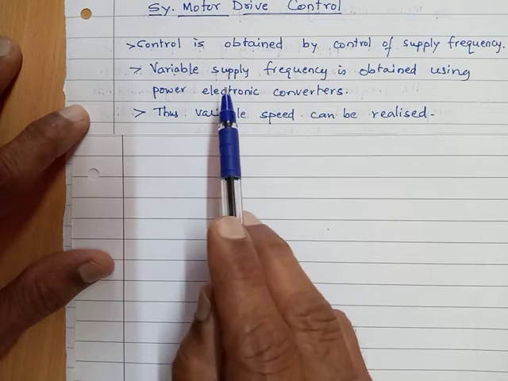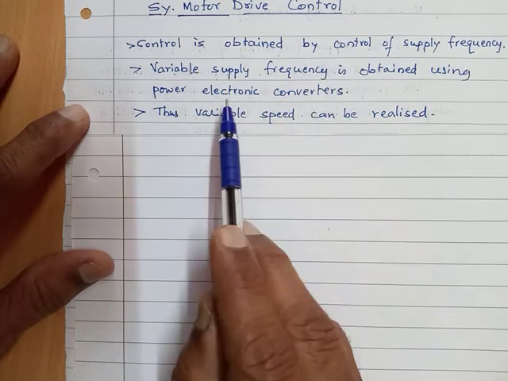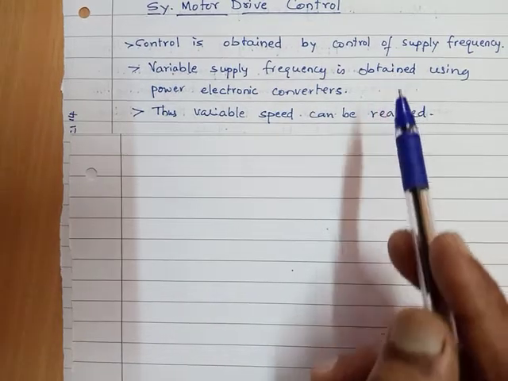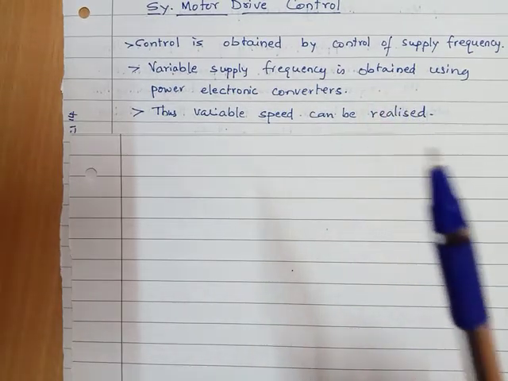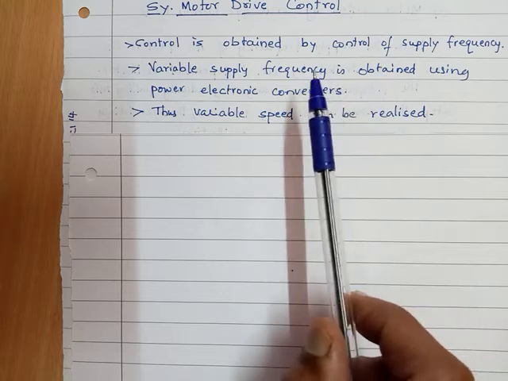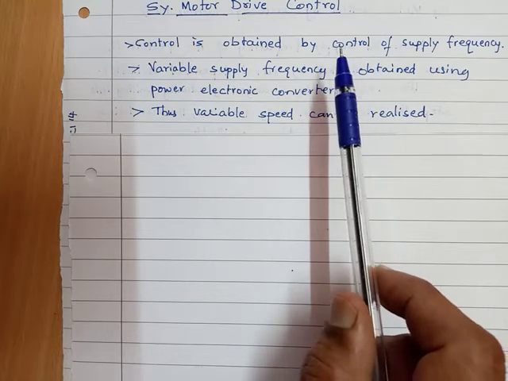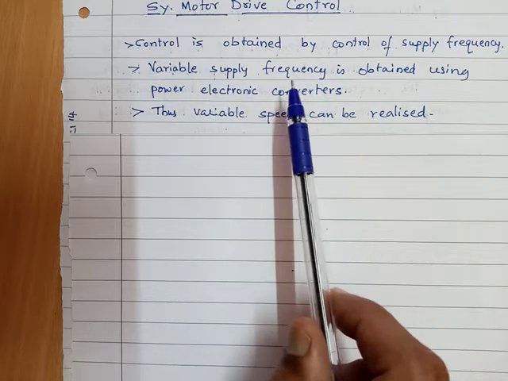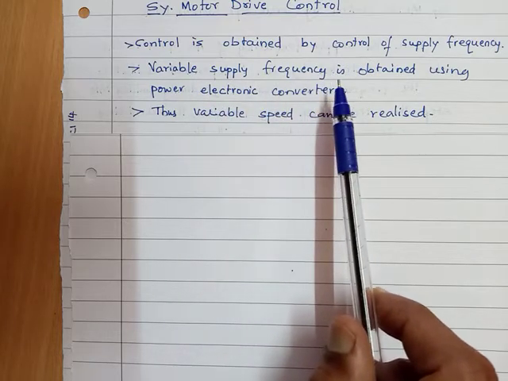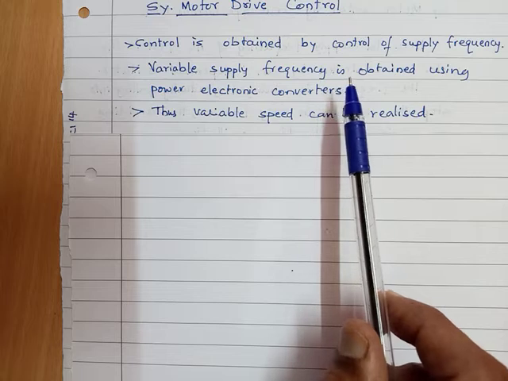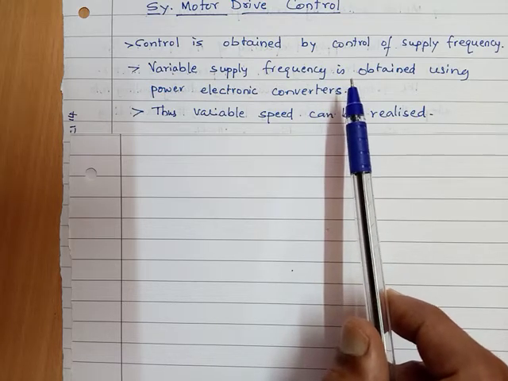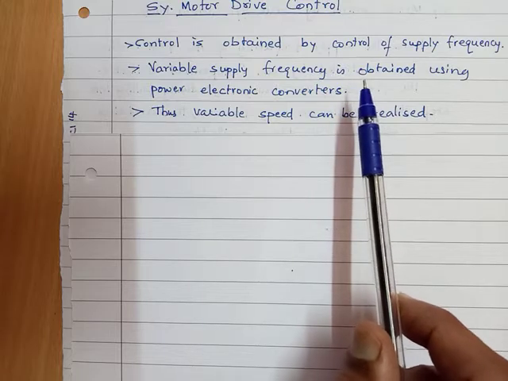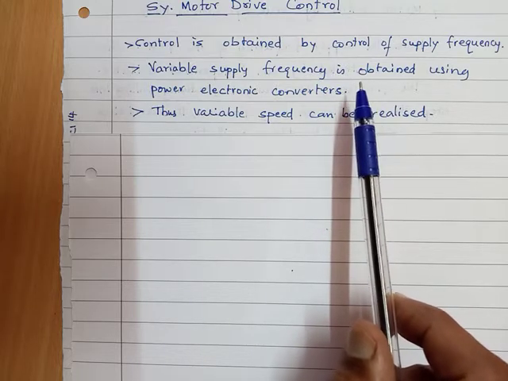The variable frequency, what we mentioned just now, it can be obtained. How to obtain the variable frequency? Because our supply frequency is constant, how to get the variable frequency? Immediately, one thing we can think of is to have an alternator explicitly for this control purpose and have the output of the alternator variable as much as the frequency is concerned.